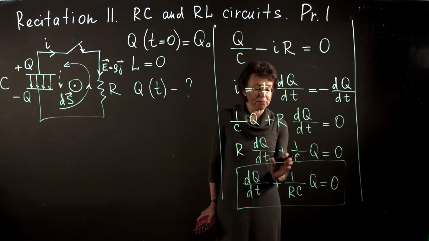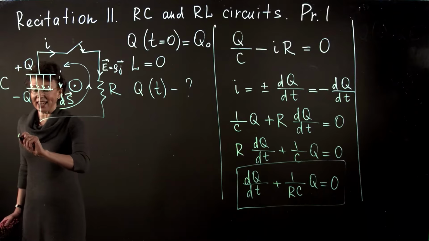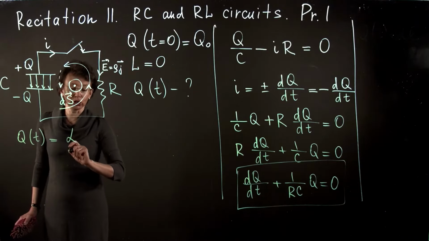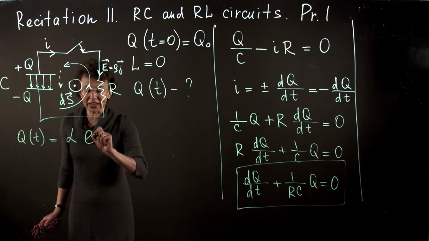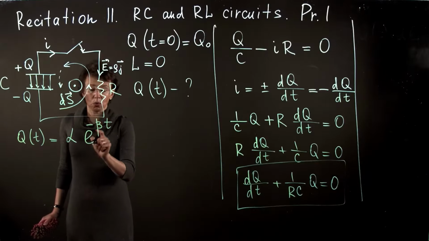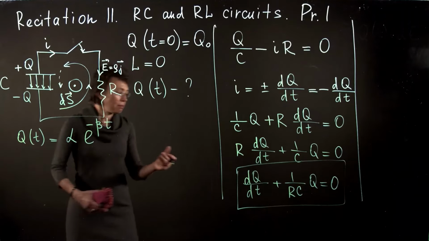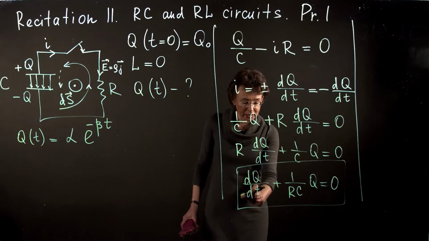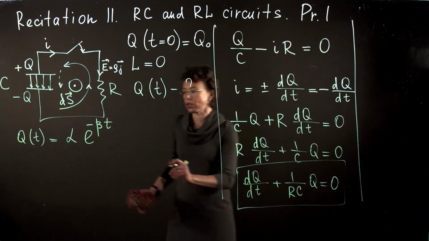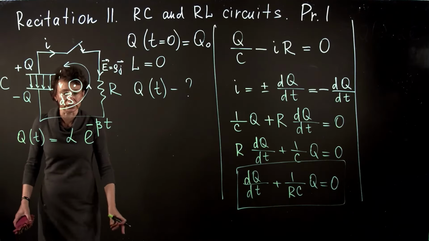I will use the same method as the textbook uses, which means that I will guess the solution of this equation as alpha, an unknown constant, times the exponential function e to minus beta t, where beta is also an unknown constant. Why am I doing this? Because I see that the derivative of some function plus the function itself is equal to 0. So this is a reasonable choice, since the derivative of the exponential function is the exponential function itself.